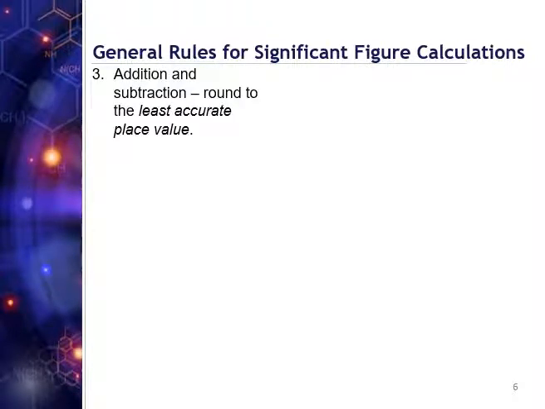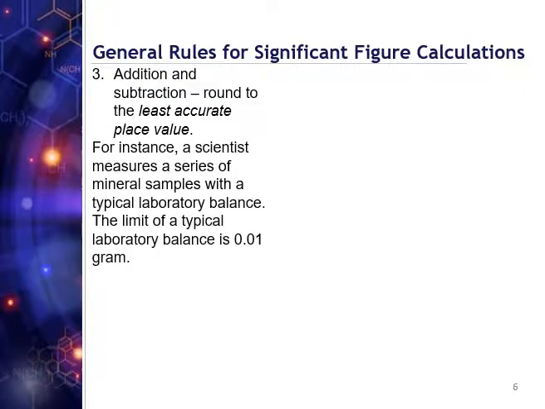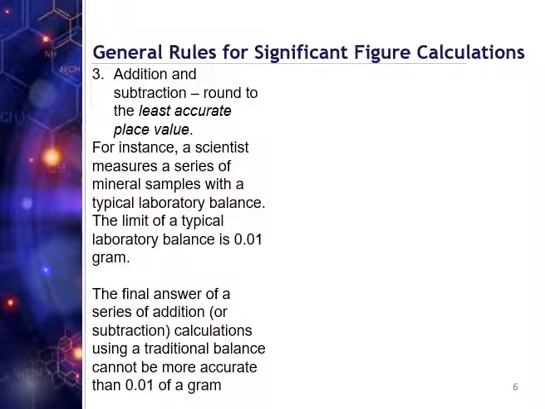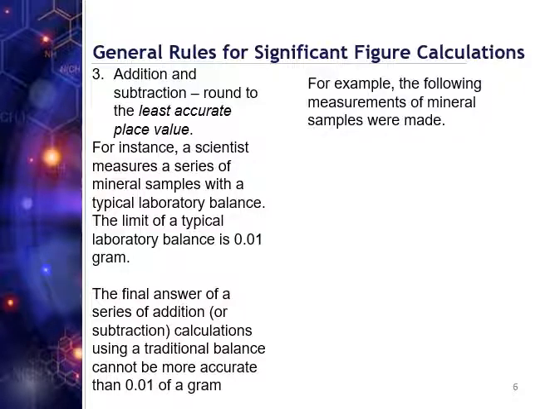Addition and subtraction round to the least accurate place value. For instance, a scientist measures a series of mineral samples with a typical laboratory balance. The limit of a typical laboratory balance is 0.01 gram. The final answer of a series of addition or subtraction calculations using a traditional balance cannot be more accurate than 0.01 of a gram.